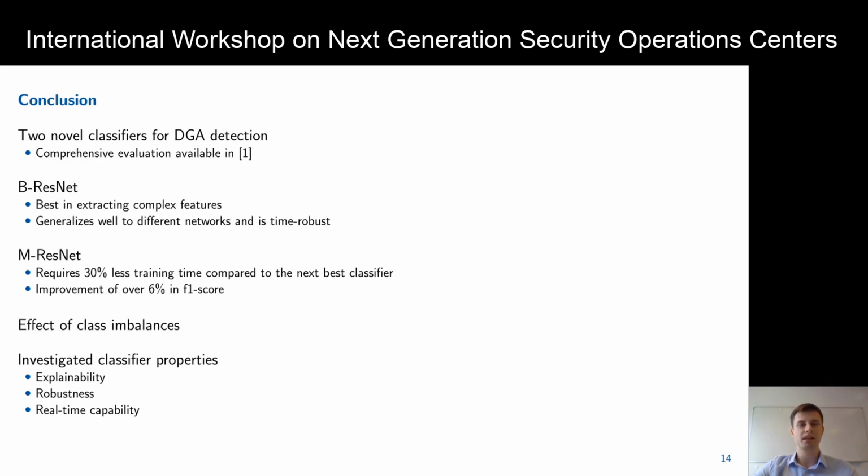Moreover, we performed a study on the effect of class imbalances on both DGA classification tasks and demonstrated the high value of a few samples per DGA. Additionally, we investigated several important properties, including the explainability, robustness, and real-time capability. In future work, the effectiveness of sophisticated evasion techniques could be investigated, and it would be interesting to further examine the complex features used by the deep learning classifiers.